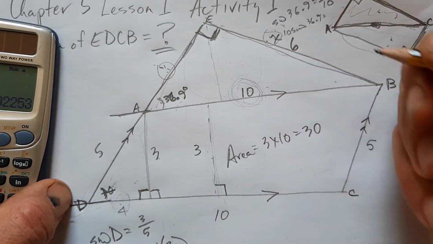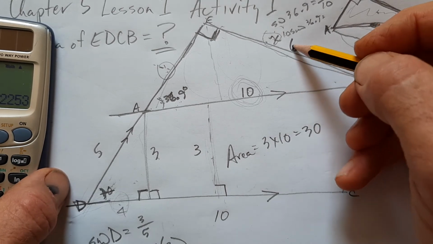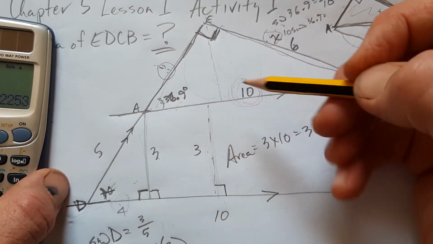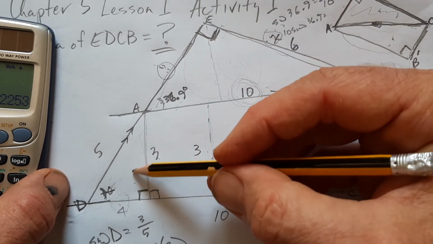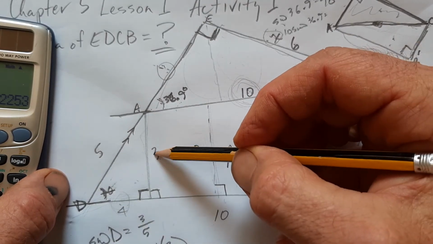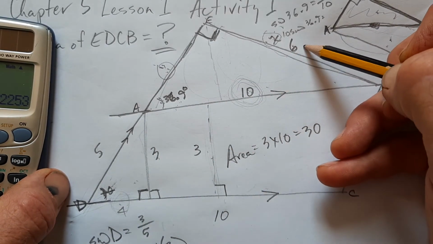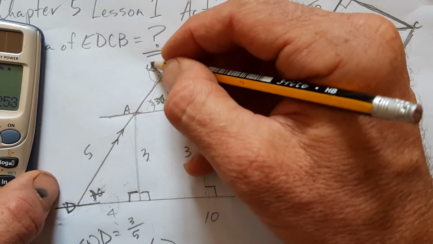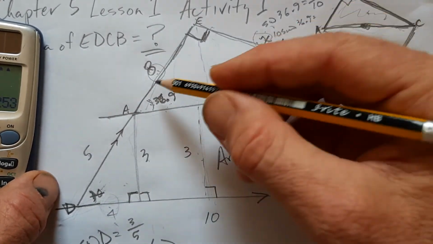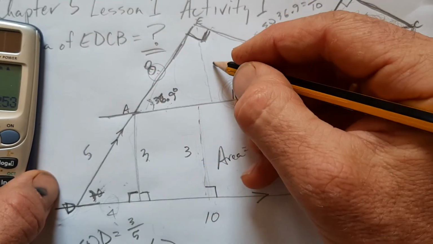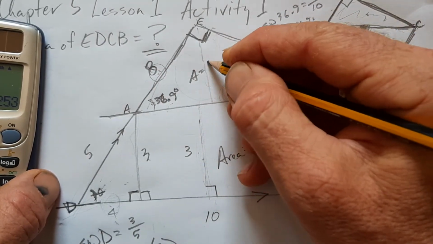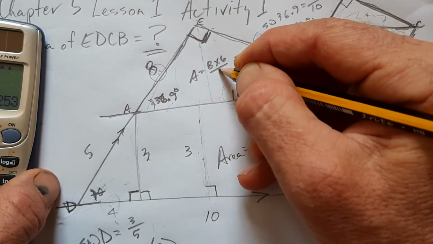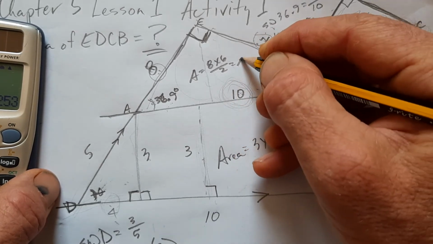This side is 6. And instead of being 6 squared plus what squared equals 10 squared, do you remember that? It's got to be double. So this side, double it, is 6. This side, double it, is 4. Can you see that? I hope. So anyways, now you got 8 times 6 divided by 2. The area of this is 8 times 6 divided by 2, 24.